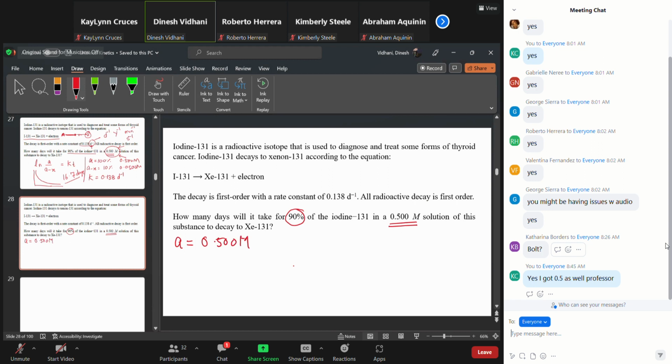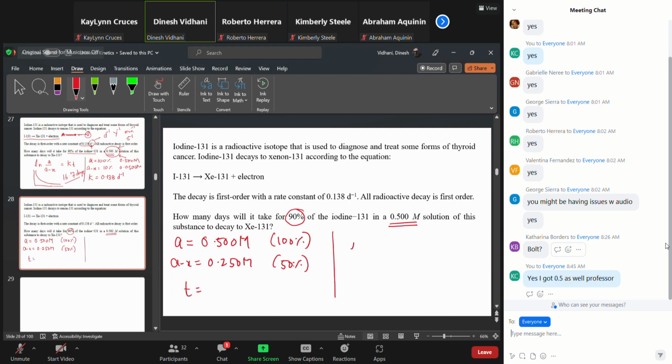Let's see. A minus X, you are looking at 50%. What is 50% of 0.5? 0.25. Okay, so this is 100%, 0.250 molar. That's going to be 50%. Okay, can you find me the time now in this case? Using the equation that we did.